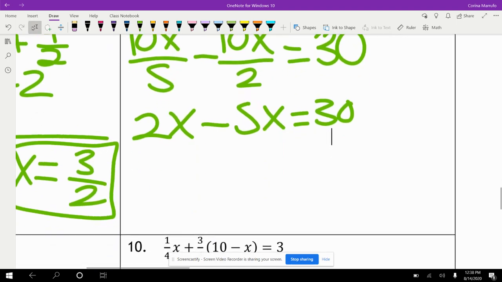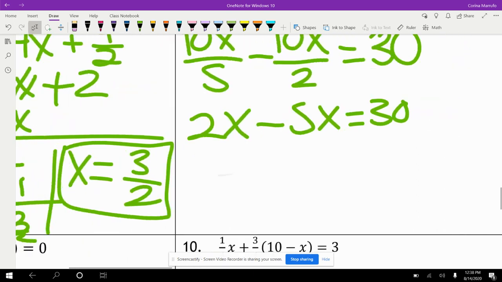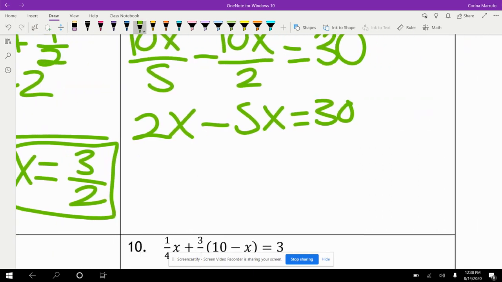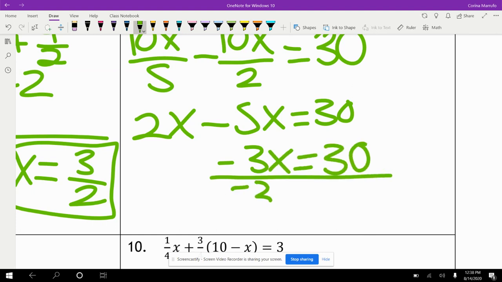Okay, and for the next one, we're going to take 2x and subtract the 5x, and that gives us negative 3x equals 30. And our last step to solve for x is to divide both sides by negative 3. These 3's cancel out, the negative is positive, so we're left with x equals 30 divided by negative 3, which gives us negative 10. And that's it.